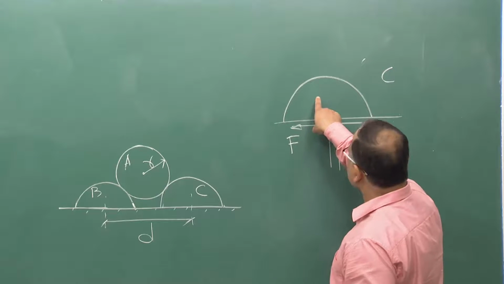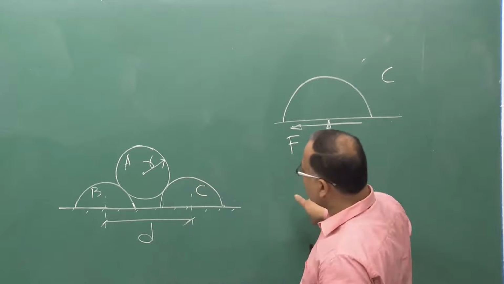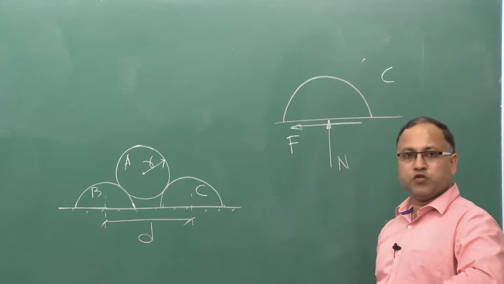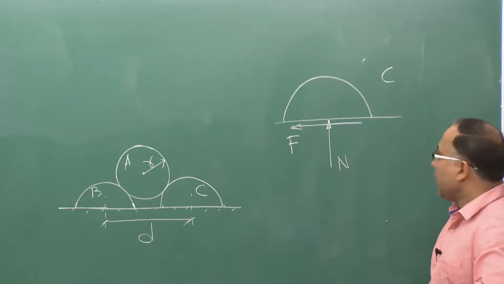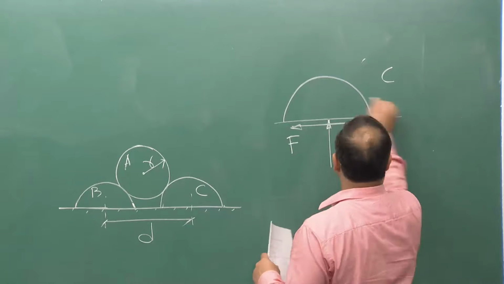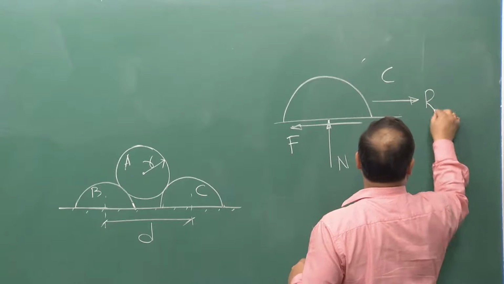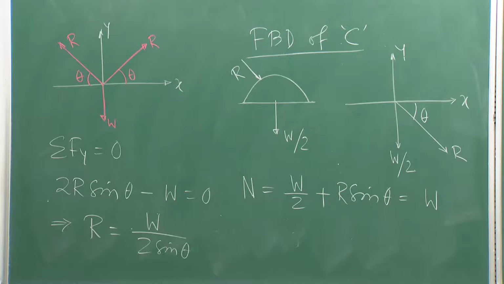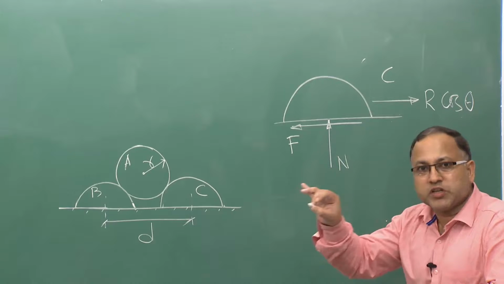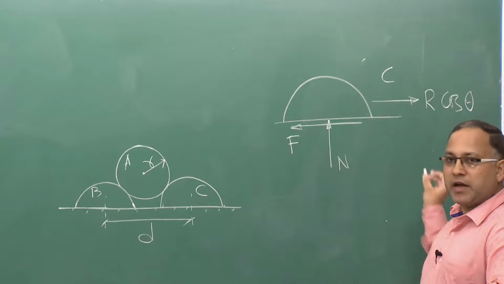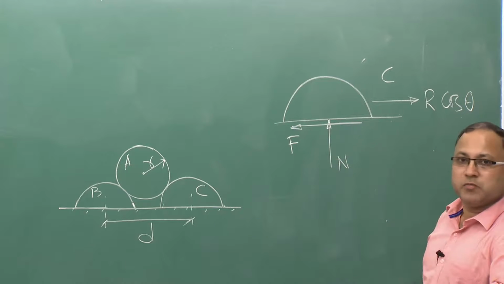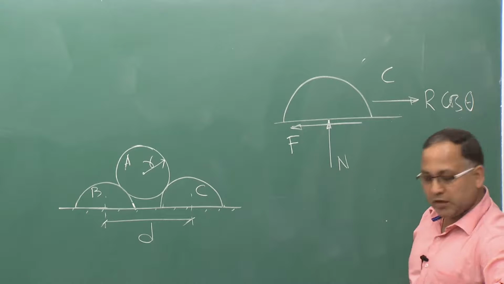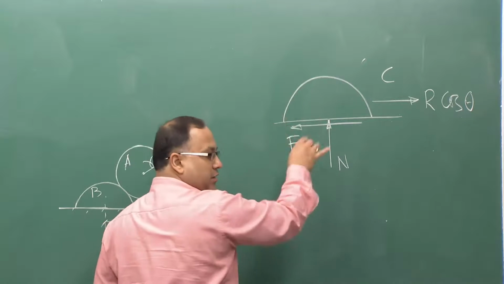So, this cylinder C will try to move from left to right. If it moves from left to right, then the friction force will be getting developed in this direction, and this movement is possible only due to R. If you look at the x component of that force, R cos theta will try to push the half cylinder C from left to right, and due to that some friction force will be getting developed, that is F, and this is the normal force we have already calculated. Okay. So, I hope that you have understood this configuration.